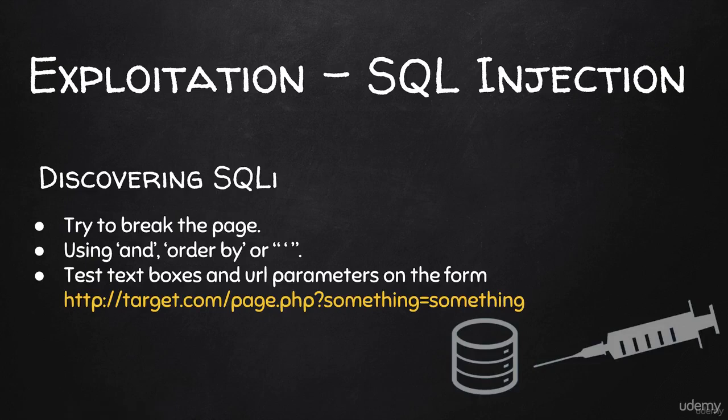Now, to try and discover SQL injections, you need to browse through your target and try to break each page. So whenever you see a text box or a parameter on this form, for example, page.php, then something is equal to something, try to inject stuff here. So try to use a single quote, try to use an AND, or the ORDER BY statement to break the page and make it look different. So I'm going to show you here an example.